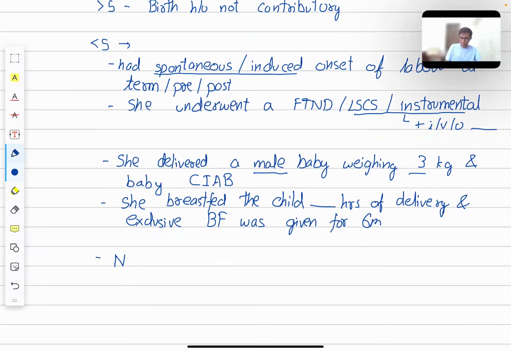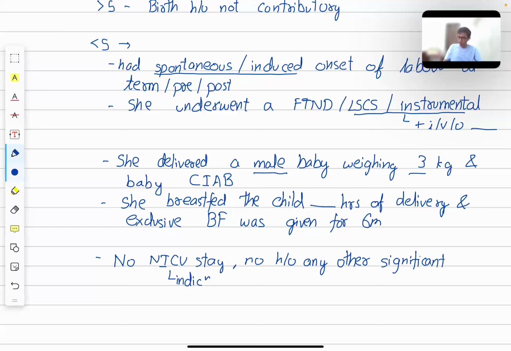Next, you mention whether there was any NICU stay. If there was, then what was the indication? How much duration? Whether there was any history of any other significant illness during the neonatal period. What are the significant illnesses that I'm talking about here? For example, neonatal jaundice, seizures.